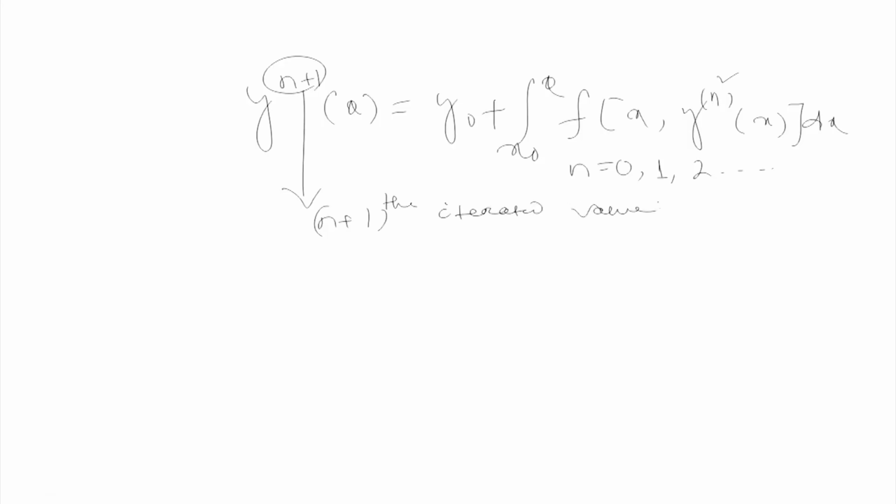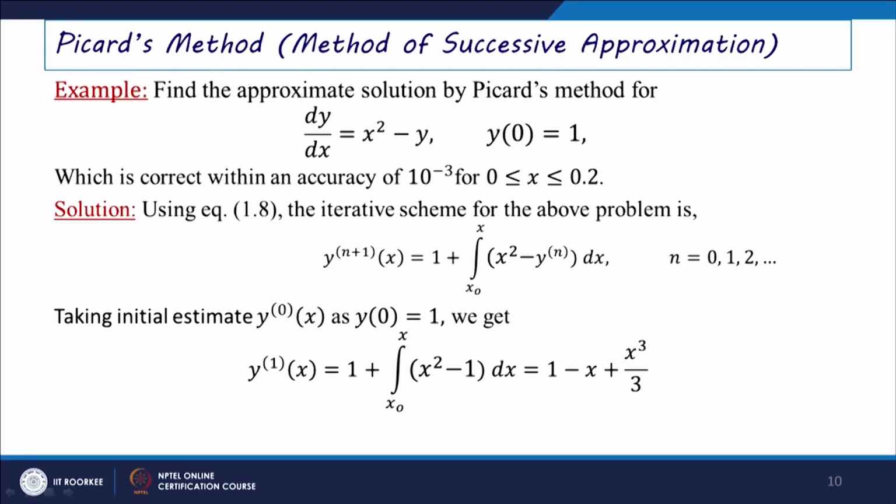So, if we want to move with this method, we first guess this value for y to the power n, which can be used for the further calculation of y values afterwards. So, if we go for a particular example based on a differential equation, we can write it as: find the approximate solution by Picard's method for dy by dx equals, suppose, x square minus y, where the initial condition is provided as y0 equals 1.